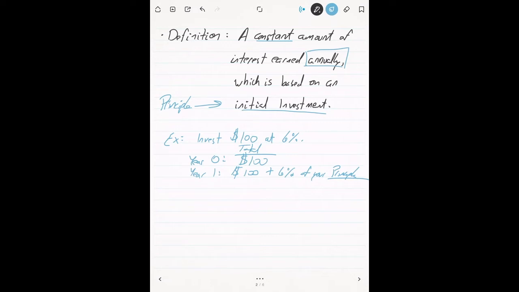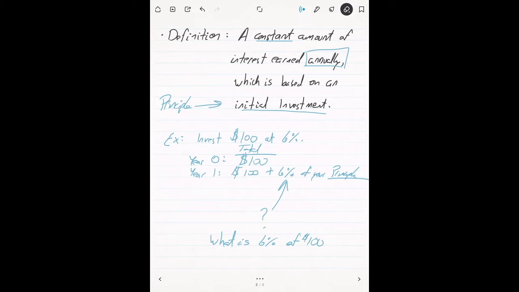So, year 0, you put in $100. Year 1, you have $100 plus 6% of what you initially put in. Well, what is 6% of what we initially put in? Well, we initially put in $100, so the question now is, what is 6% of $100? Go ahead and pause the video and see what you come up with.